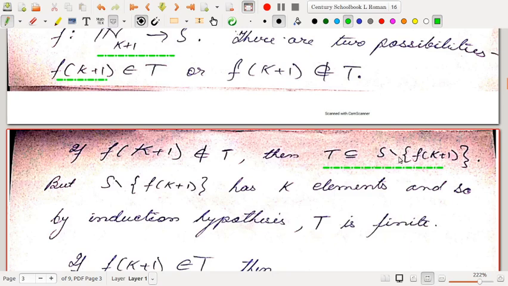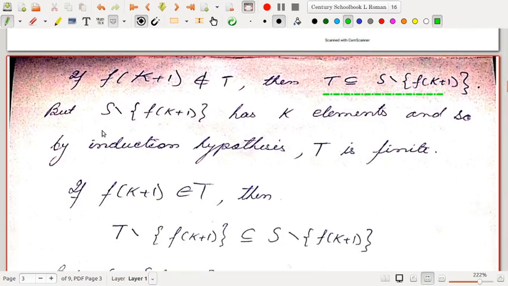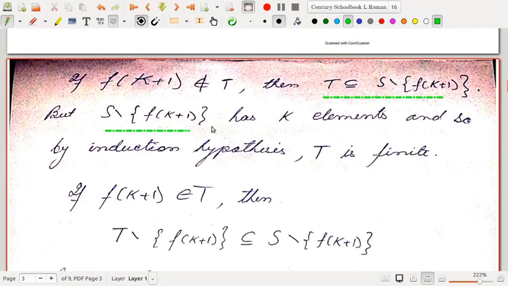So even if we remove that particular element, T still remains a subset of the set S minus f(k+1). But what is this set S minus f(k+1)? This set has k elements because S has k+1 elements. We are removing one element from S, and in the last lecture we had proved a theorem: if we remove a single element from a given set, then the number of elements decreases by 1. That we rigorously proved by actually constructing a bijection.